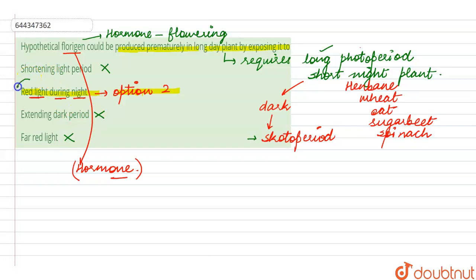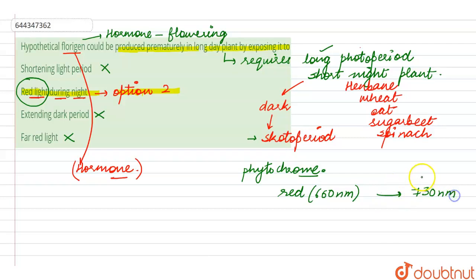So red light is the one which induces the formation of the hypothetical hormone florigen, and it is determined that the photoperiodic response is determined by phytochrome, which shows reversible changes at red, that is 660 nanometer, and far red, that is 730 nanometer. So this is that pigment which can show reversible changes from red to far red, right? So option number 2 here becomes the right answer for this question.